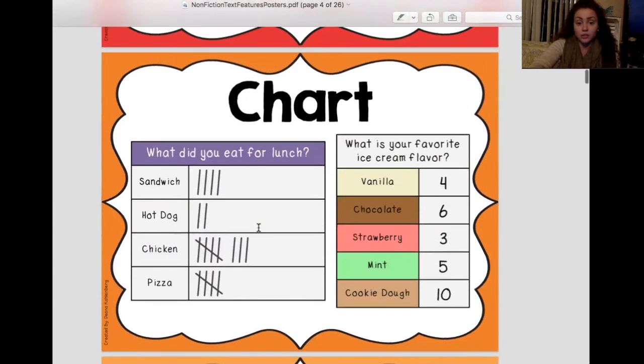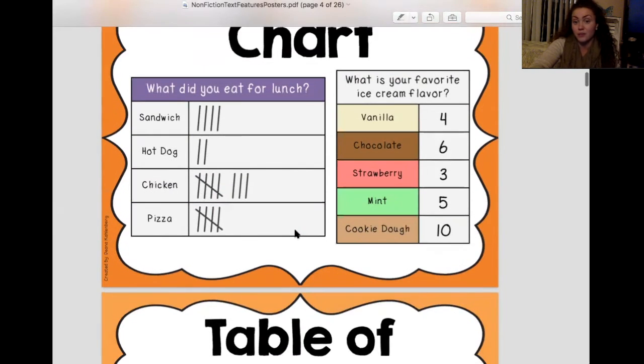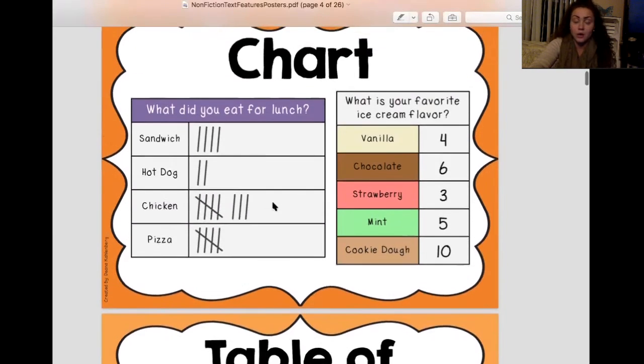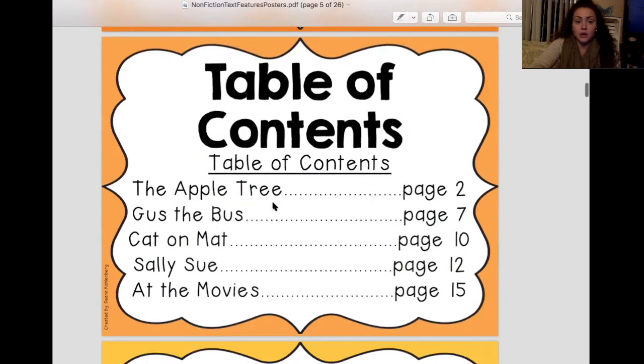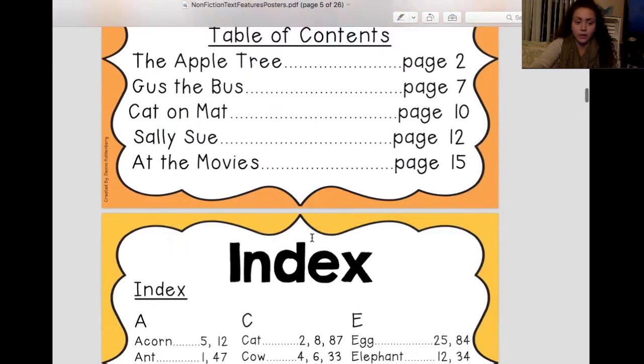Next is a chart, just tells you how much of something there is. It usually has to do with math or numbers, populations, what people think, so on and so forth. Table of contents is great for research. So, for example, if I'm looking for information about going to the movies, I would look in the beginning of the text and I would say, okay, at the movies, page 15, I know I can look there.